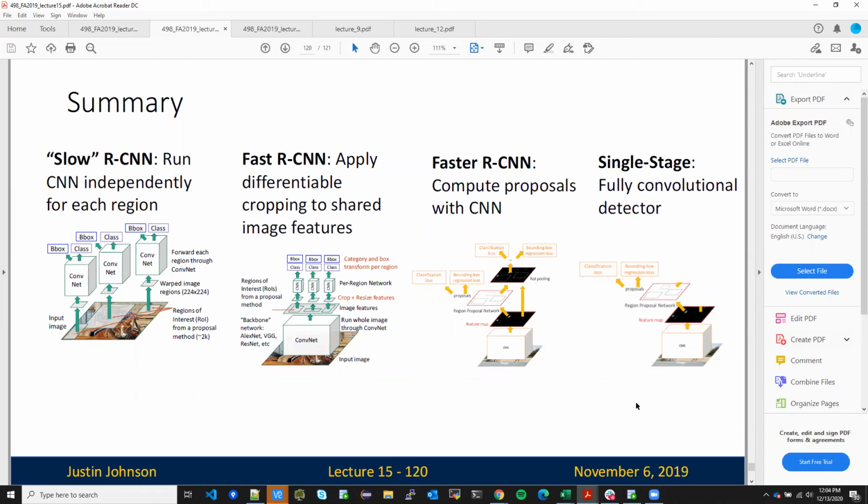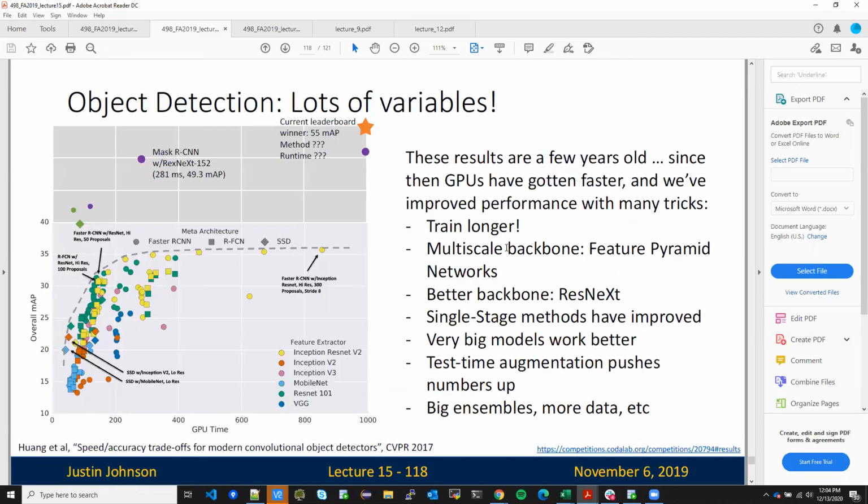And as we see from this graph, it's a very active area of research. I was thinking about this: initially it sounds like 35 or 40 is a low mAP score, but this is the best we can do.